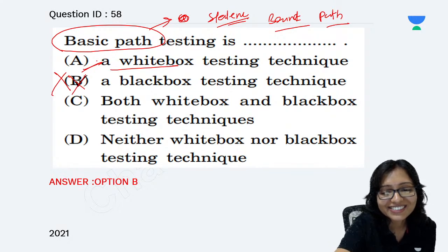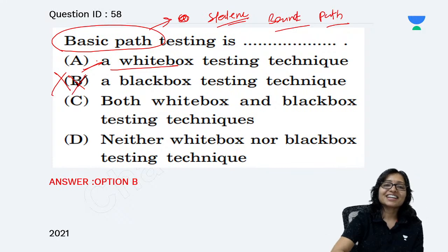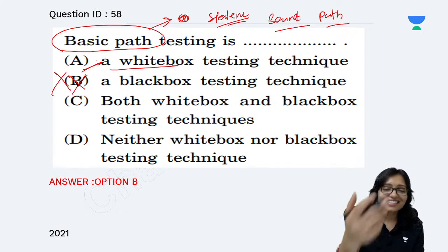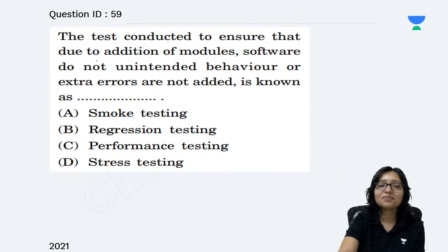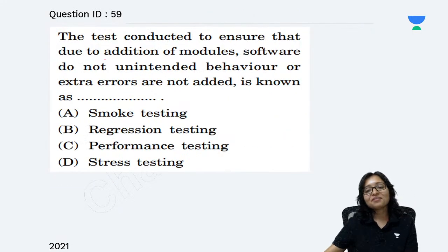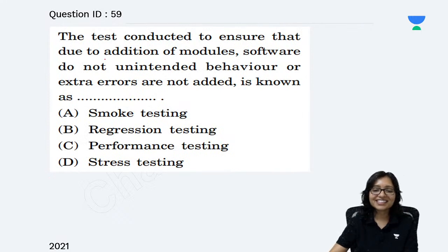Okay, so this will be the correct answer. It will be white box. Statement coverage, branch coverage, and path coverage. I am still verifying, because maybe I am wrong, but even after that it's coming. Yes, path is white box.